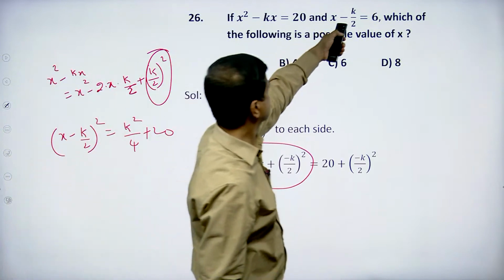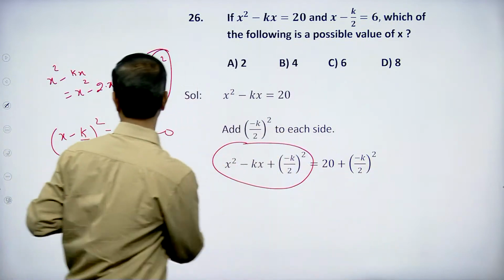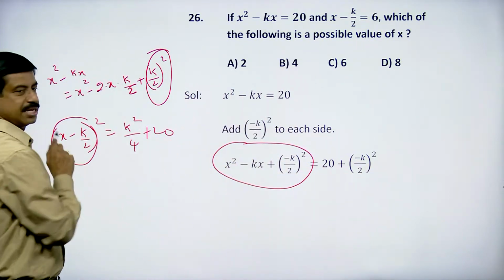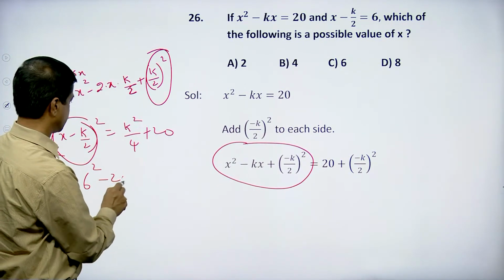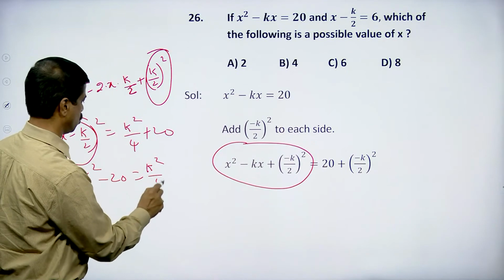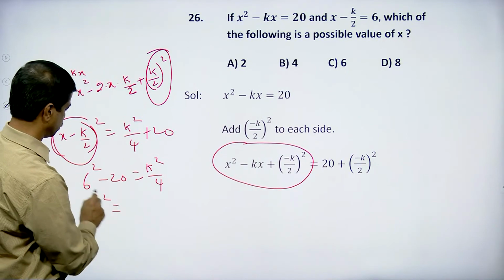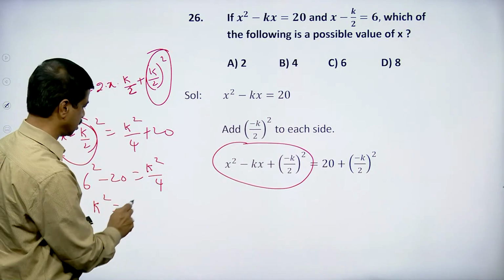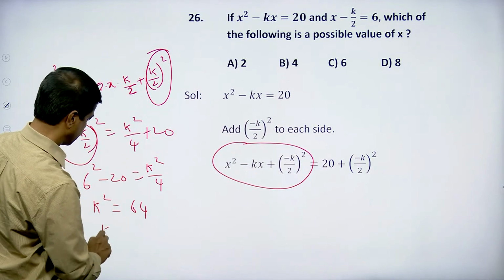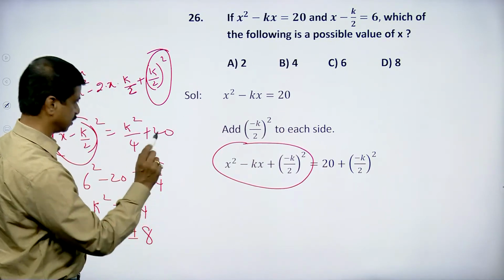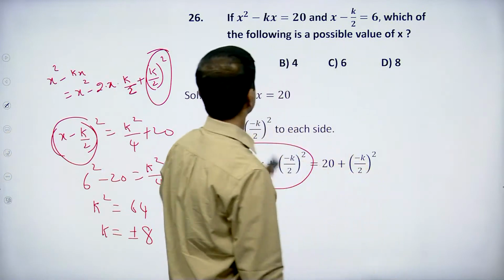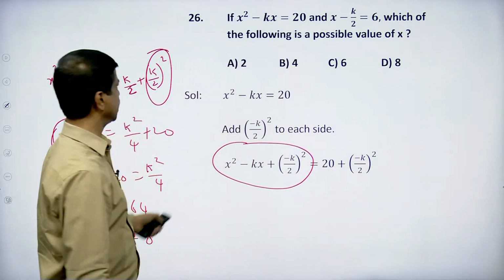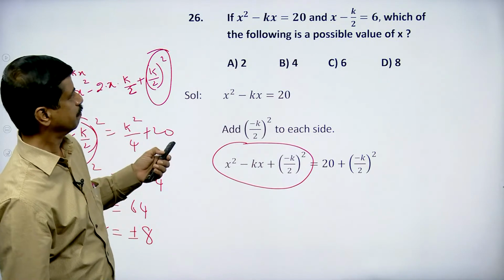Here x minus k by 2 equals 6, he gave, that is 6. So 6 square minus 20 equal to k square by 4. k square equals 36 minus 20, which is 16, into 4 is 64, so k equals plus or minus 8. So now what is the value of x, he said? k can be plus 8 or minus 8, it does not matter.